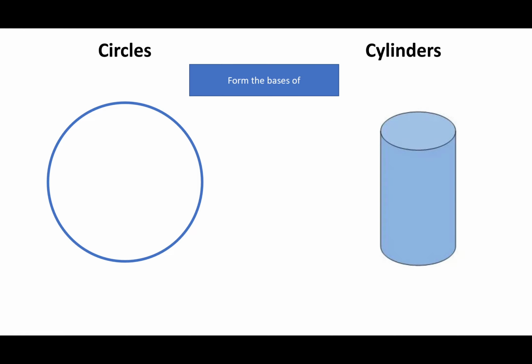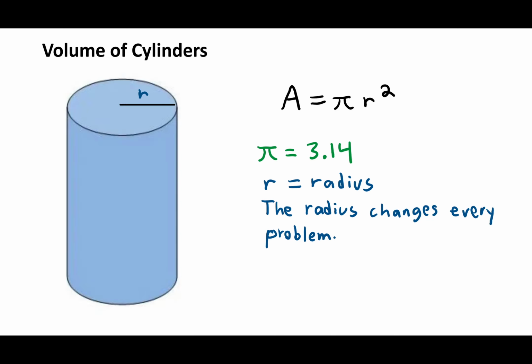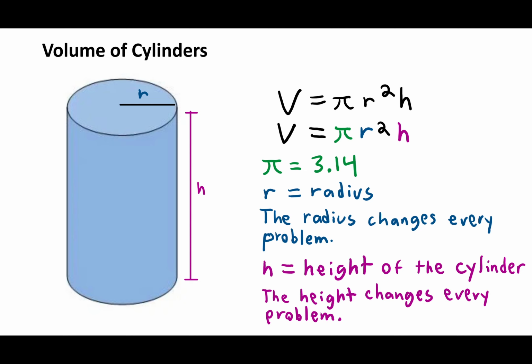Understanding how to find the area of circles is essential to finding the volume of cylinders because circles form the bases of cylinders. To find the formula for the volume of cylinders, take the formula for area of circles and add an h to it. That's all. Essentially, the formula to find the volume of a cylinder is just pi times radius squared times the height of the cylinder, h. Just like the radius of its circular base, the height of a cylinder will change with each problem.